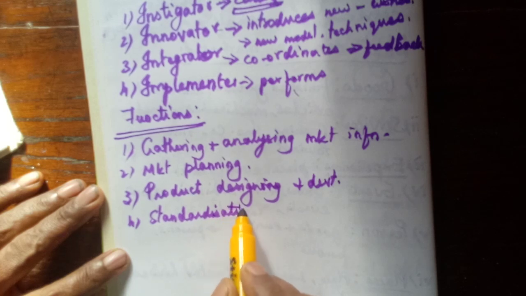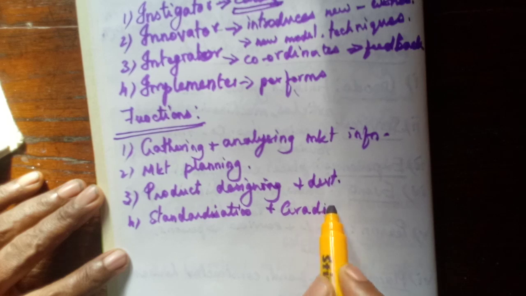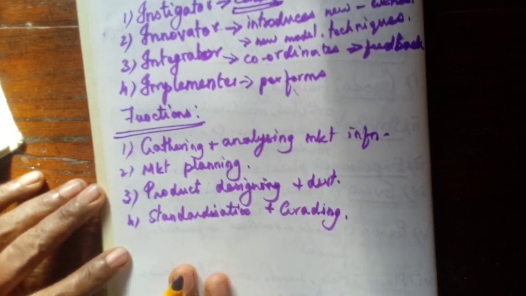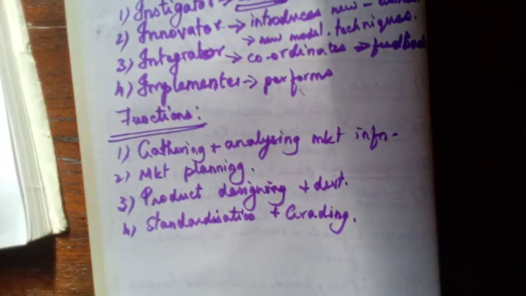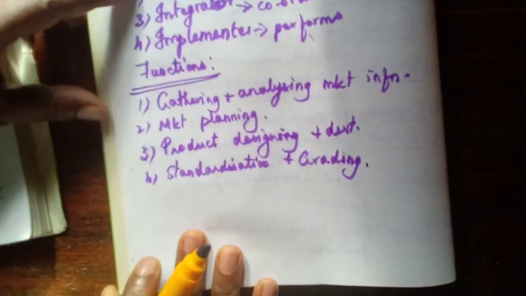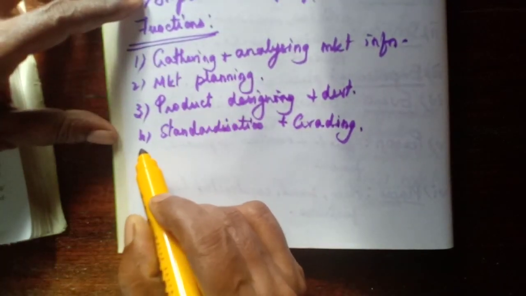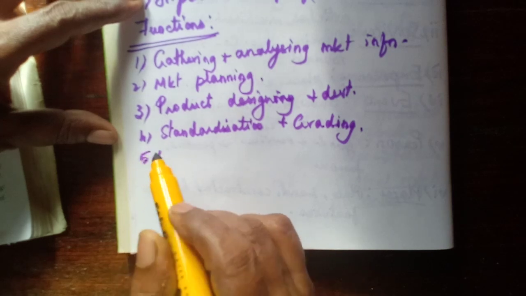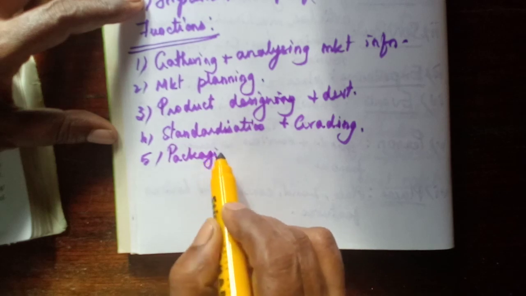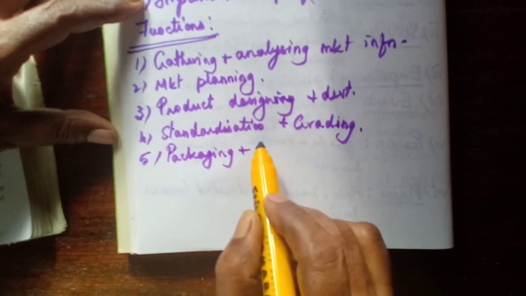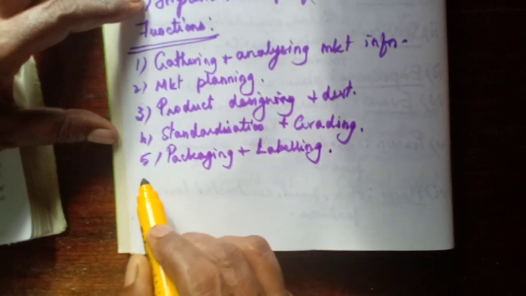Standardized products only will be sold in the market easily, isn't it? Graded products, we will say, graded or standardized products by an institution, an authorized institution. Then packaging and labeling. Whether packaging is done properly, otherwise it will be spoiled, isn't it? Then labeling, whether all the details are available in the label.